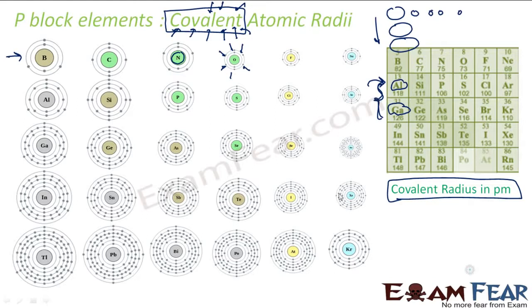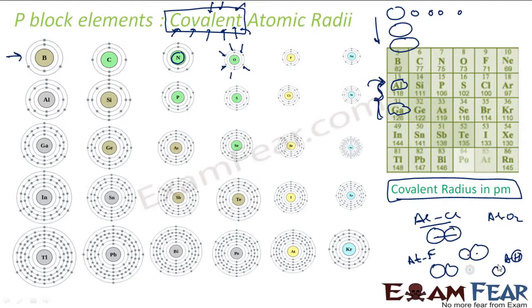Because, as I told, the atomic radius is not fixed. For example, aluminium with chlorine, the bond size will be different. If I have aluminium and chlorine, I'll get a different atomic radius. If I have aluminium mixed with oxygen, I'll get a different atomic radius. If I have a compound of aluminium and, let's suppose, fluorine, I have a different atomic radius. If I have aluminium and hydrogen, I'll get a different atomic radius. I have aluminium and nitrogen, I'll get a different atomic radius. So he found the average of all these and he gave these figures.